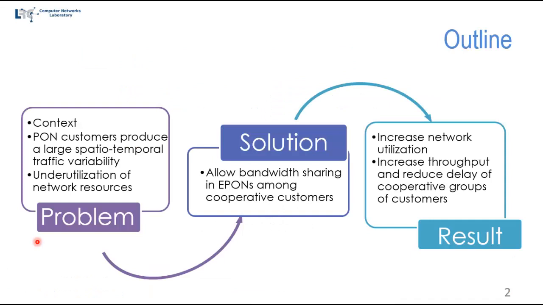So the outline of this presentation is as follows. First, the problem is presented, including the contextualization. Next, the solution is introduced. It includes an EPON algorithm which allows bandwidth sharing among cooperative customers. Finally, some results on network utilization and delay for traditional and cooperative customers are presented.